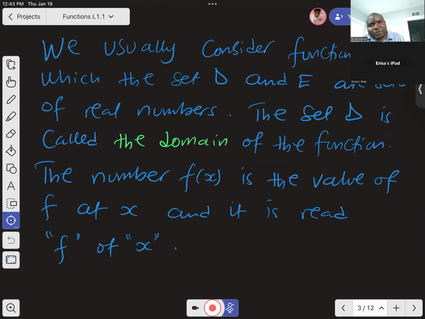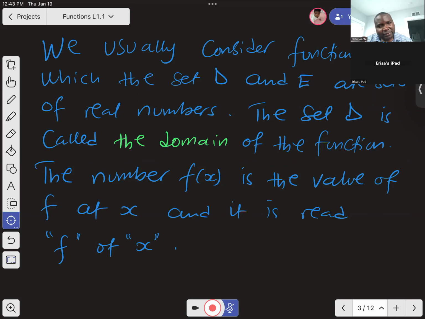So we usually consider a function for which the set D and the set E are sets of real numbers, okay? Real numbers are positive or negative rational numbers. The real numbers cover both positive and negative. They cover the integers, they cover the fractions, and therefore that set, we call it a set of rational numbers. Okay, so we are going to deal with the real numbers.